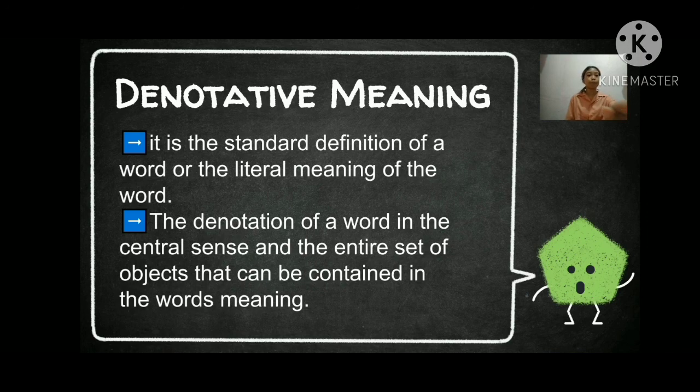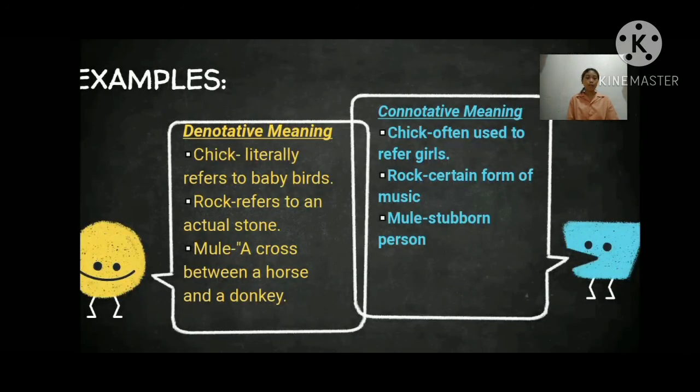For example, the word chick. If we are going to look up the word chick in the dictionary, it literally refers to baby birds. But if we are going to connote the word chick, it is often used to refer to girls. The word rock refers to an actual stone, but if we are going to connote the word rock, it refers to a certain form of music. The word mule is a cross between a horse and a donkey. But if we are going to connote the word mule, it means a stubborn person.